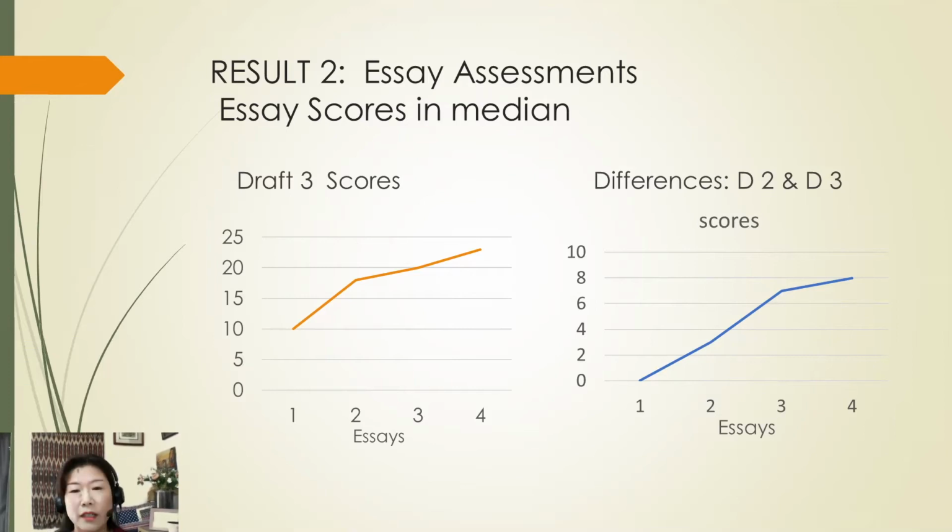More interesting result is in the second graph. Please take a look at the blue line. This represents differences between draft 2 and draft 3 in each essay. In the first essay, they didn't have any improvement from draft 2 to draft 3. But then in the final essay, they had 8 points increase from draft 2 to draft 3.